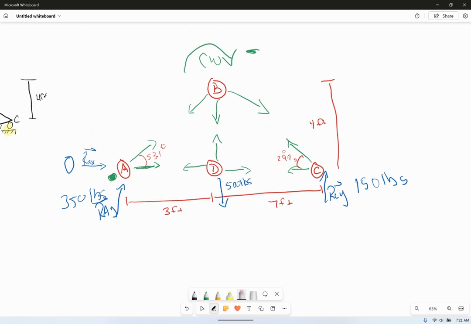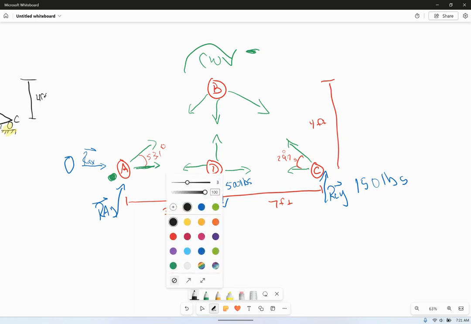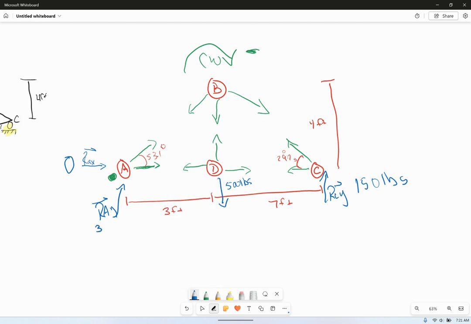I've identified, and I'm going to clean this up a little bit to make it better, that I know RAY is 350 pounds. I know that RAX is 0 and RCY is 150 pounds. So what we want to do is look at where we have the most information to work from. If I go to joint A, I have one vertical force that I know and one horizontal force that I know. I don't know this horizontal force, so I have one unknown here.